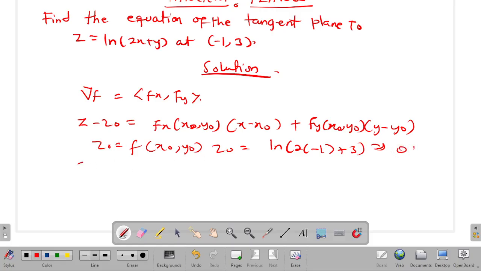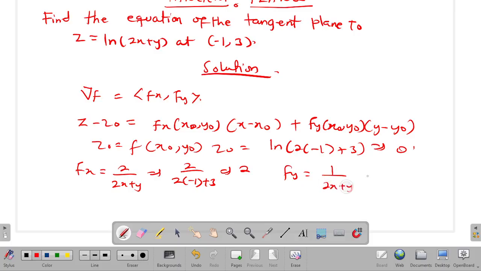You put it down. Our fx in this function is going to be what? When you differentiate this expression with respect to x, you get 2, and this is a constant, so it's 0. So you get 2 over 2x plus y. You put your points inside. You get 2 over 2 multiplying negative 1 plus 3. That gives us 2. Our fy is simply going to be 1 over the expression 2x plus y. Then you put in your values, negative 1, 3. You end up getting 1 over 2 times negative 1 plus 3, and that gives us 1.